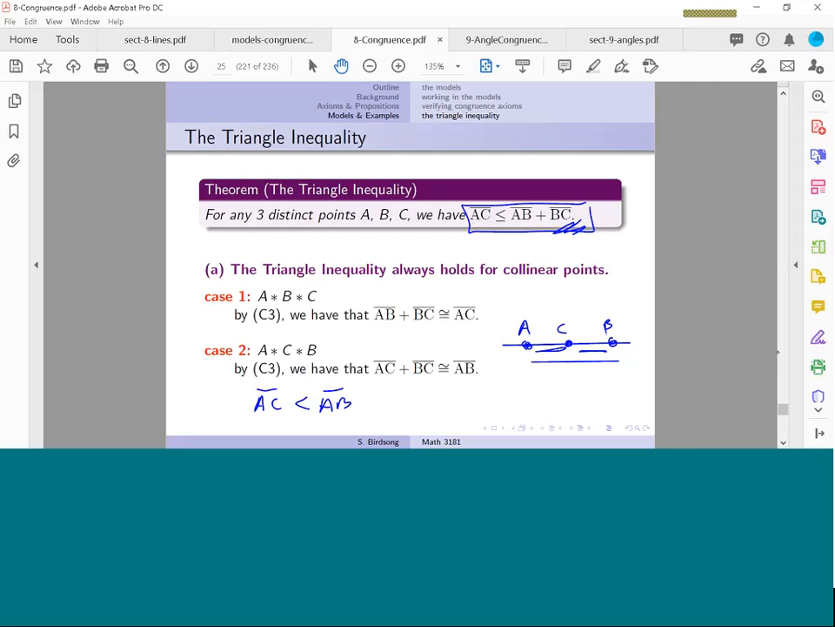Yes, I see your inequality question. I will get back to that in just a second.